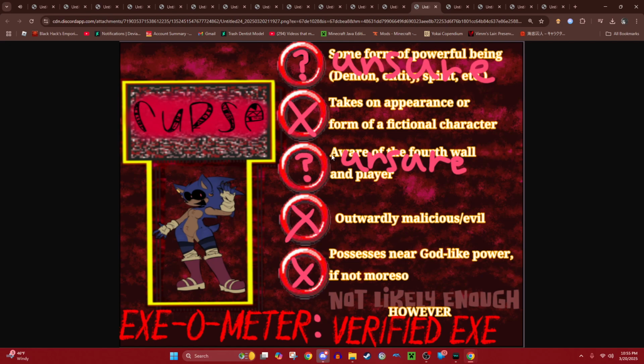I think that's still an interesting way to go about the character. But in regards to this list, they technically do not check off that box. So third one, I am unsure if they're aware of the fourth wall and the player.